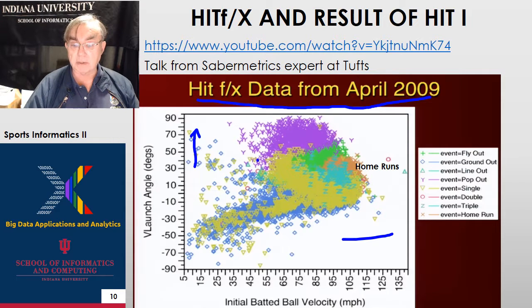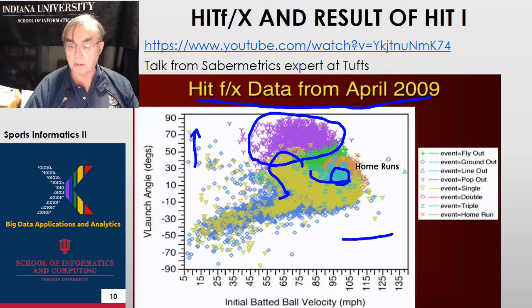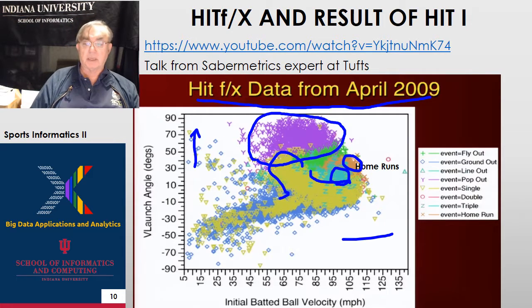And these ones here are too high an angle, so they're caught, popped out. These ones here are lineouts, they're caught in the field. And here we have singles, home runs, which are these ones here. These are home runs. They're actually reasonably focused where they are.